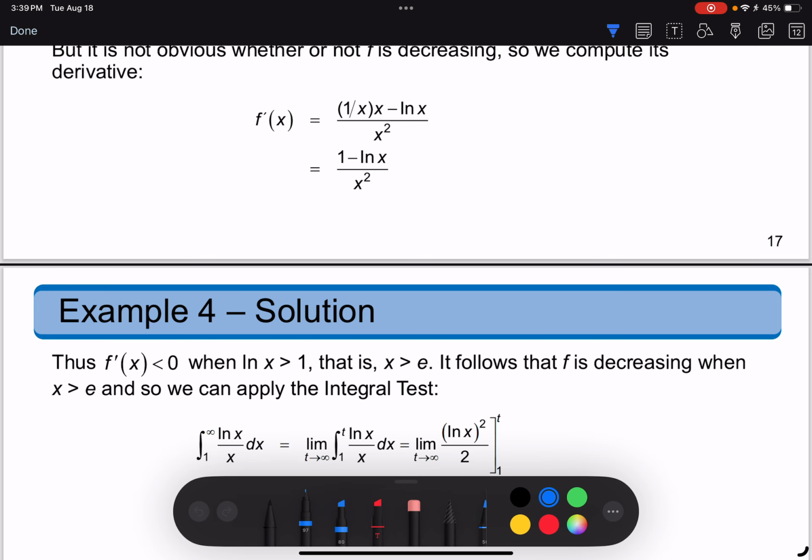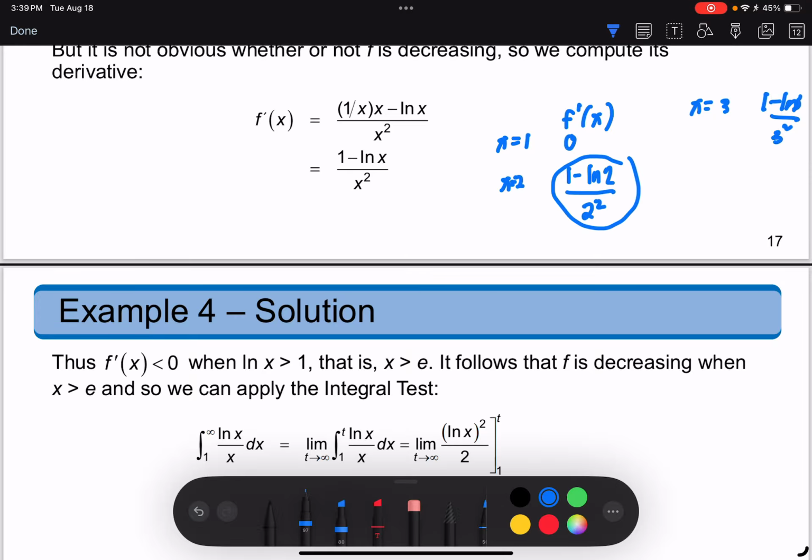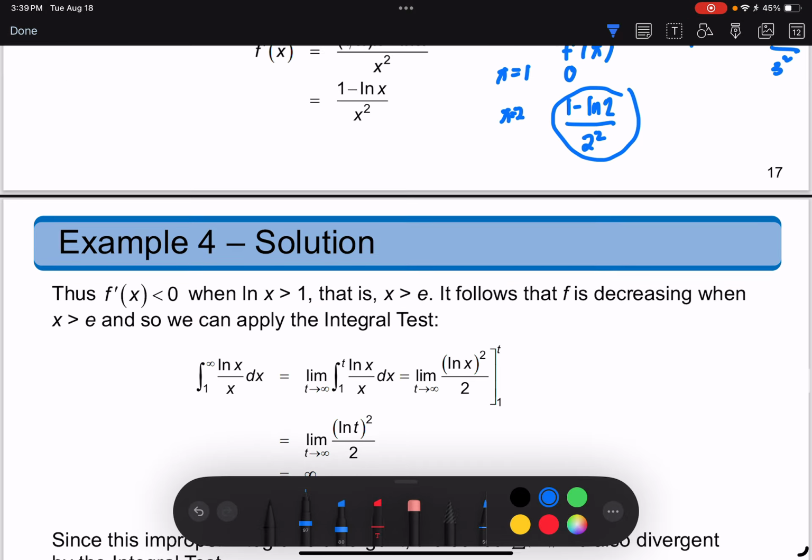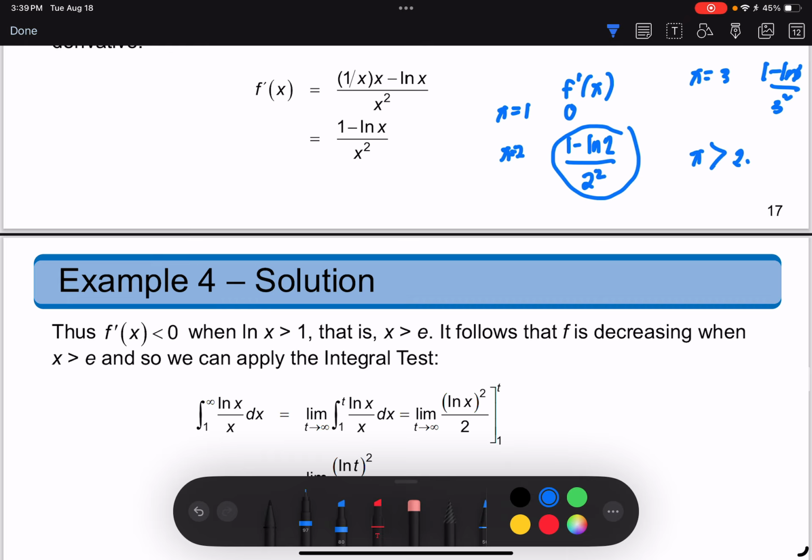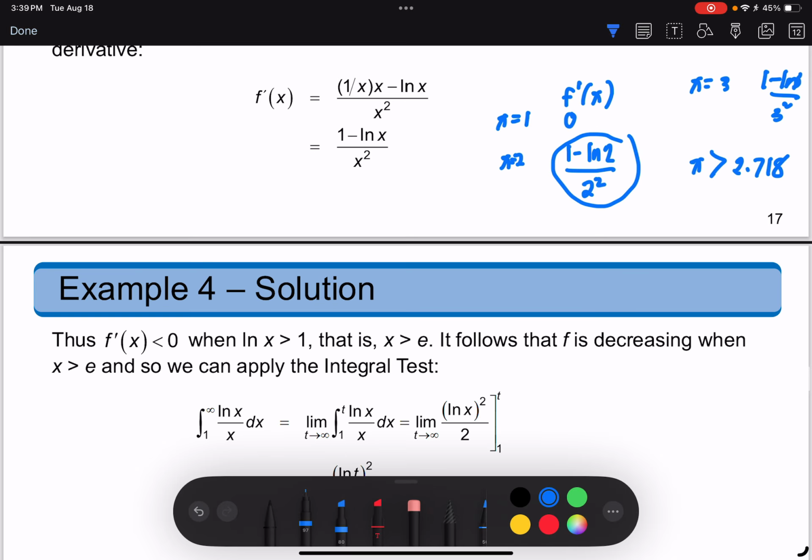When x is 1, it would be 1 over 1 squared, so when x equals 1 this would be 1. When x is 2, it would be 1 minus ln 2 over 2 squared, and when x is 3, 1 minus ln 3 over 3 squared. So this expression would be negative, meaning it is decreasing, when x is greater than 2.718, when it is greater than e.